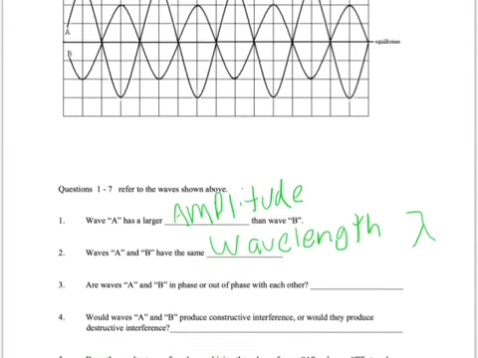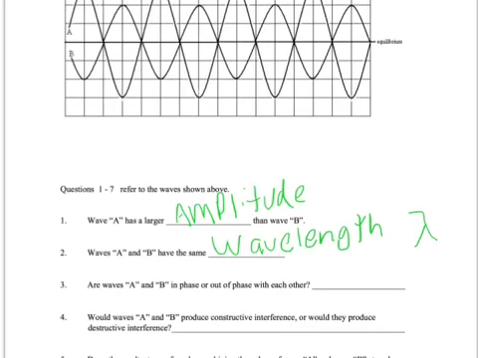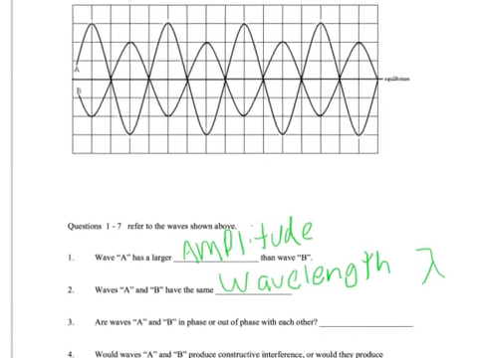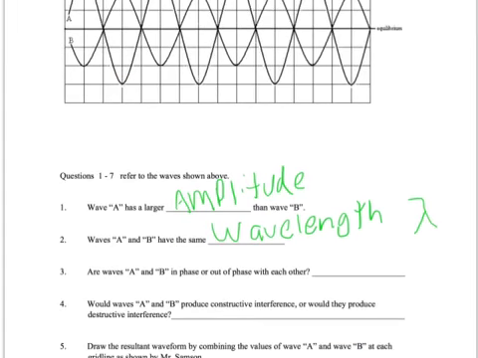What else have we got here? Are waves A and B in phase or out of phase with each other? Well, let's see what we've got here. They are lining up crest to trough and trough to crest, which means that they are out of phase with each other. So let's write out. I'll just write out here.